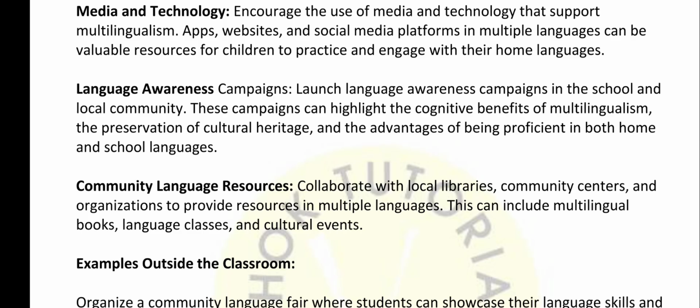Now, media and technology. Encourage the use of media and technology that support multilingualism. Apps, websites, and social media platforms in multiple languages can be a valuable resource for children to practice and engage with their home language. Now you see, this is what I already told you. So we can make use of different apps, different websites, and social media platforms in learning different languages.